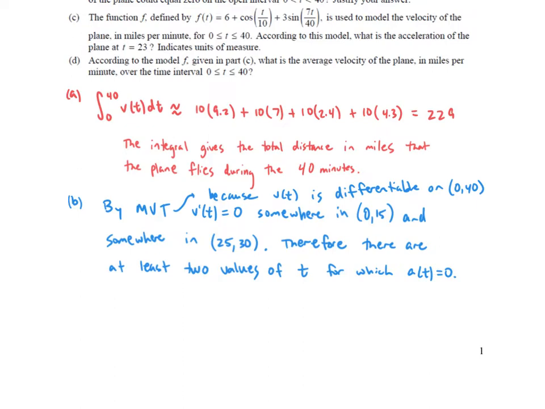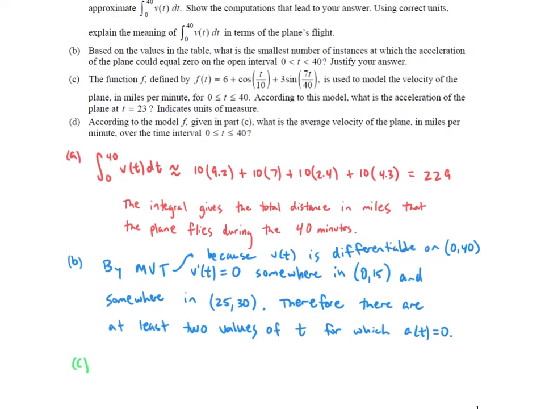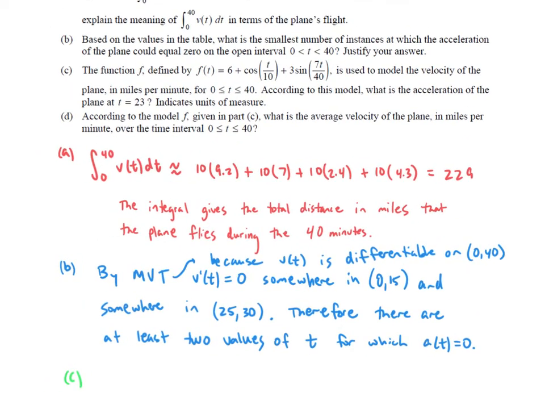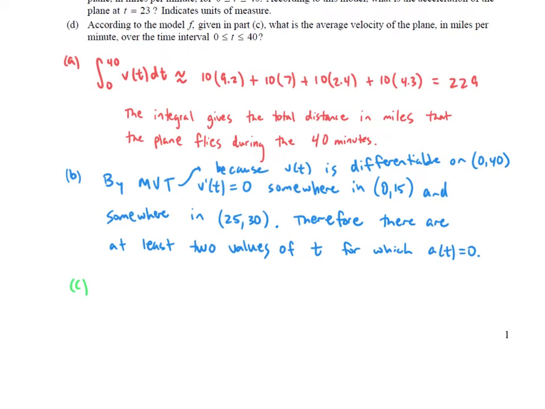All right, let's take a look at part C. So part C says that there is a function defined by f of t, and it's used to model the velocity of the plane in between 0 and 40. So there's a function model now that isn't perfectly aligned with the table, but is very close. According to the model, what is the acceleration of the plane at time 30? This is simply a calculator problem. This is something we're not supposed to do by hand. We have a calculator available, but we do have to communicate what we're doing.